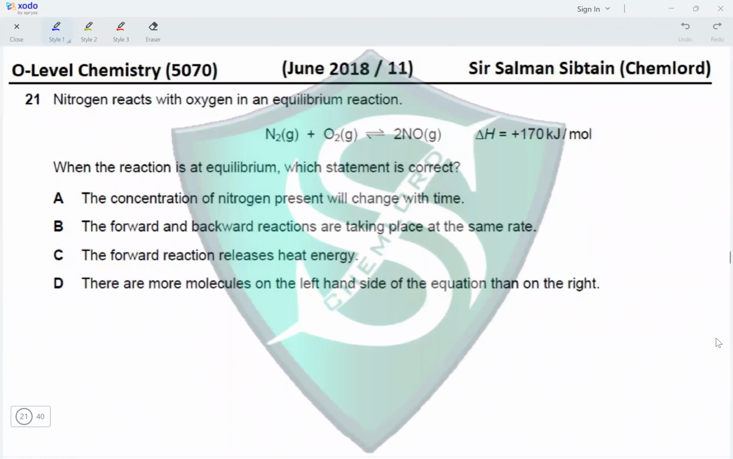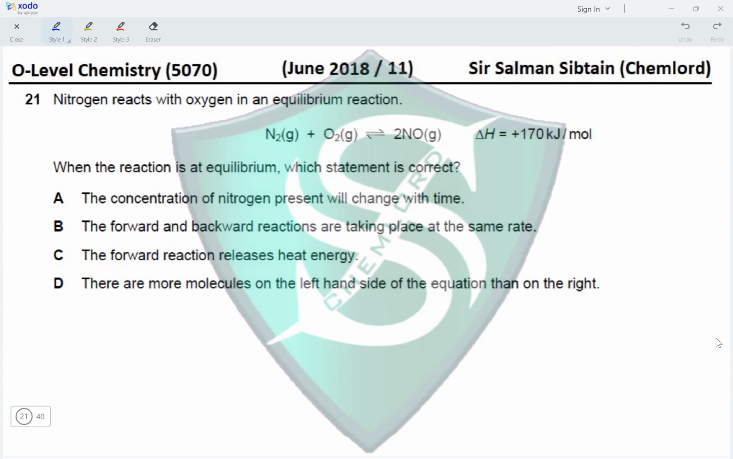Hi guys, this is O-level chemistry, paper 11, June 2018, question 21. Nitrogen reacts with oxygen in an equilibrium reaction. N2 gas plus O2 gas gives 2NO gas and the delta H value is positive 170. Thus, this is an endothermic reaction. When the reaction is at equilibrium, which statement is correct?